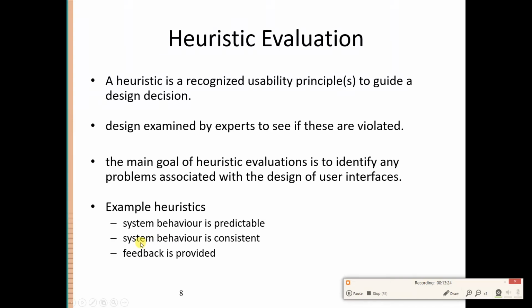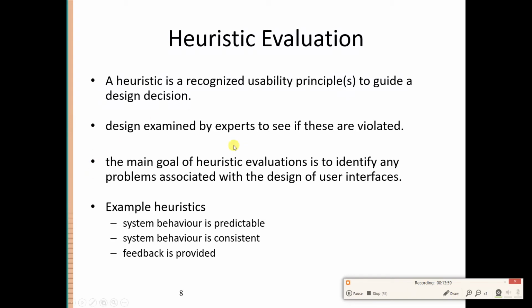The second example heuristic can be that system behavior is consistent. Consistent means that when we use it again and again, it behaves in the same manner. It should not happen that one time it behaves in the right way, but another time it does not. So this can be the heuristic. Based on the heuristic, we have to evaluate the system. A heuristic is something like a principle or guideline, and based on it we evaluate whether the system is fulfilling this guideline or not.